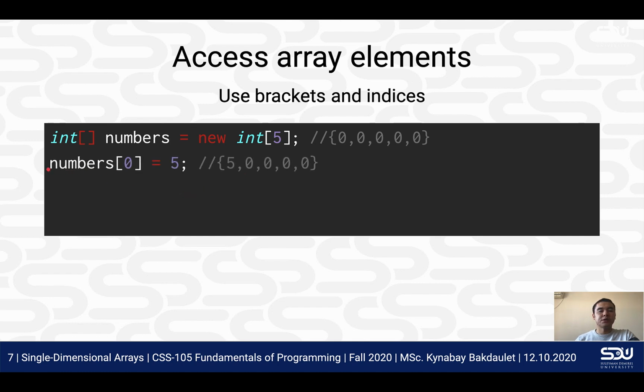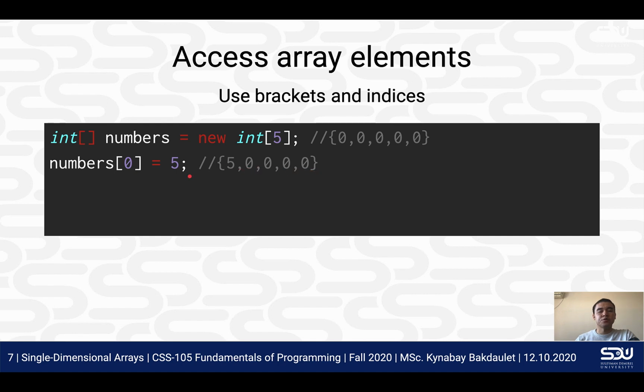First, I write the variable name, numbers, and open the bracket, and then I write the index of the first element. The index of the first element is 0. Then I close the bracket and assign the value 5. So here our array will be like this: first element 5 and the others will be 0.